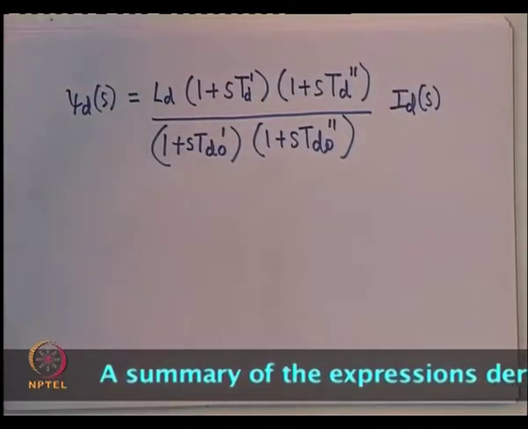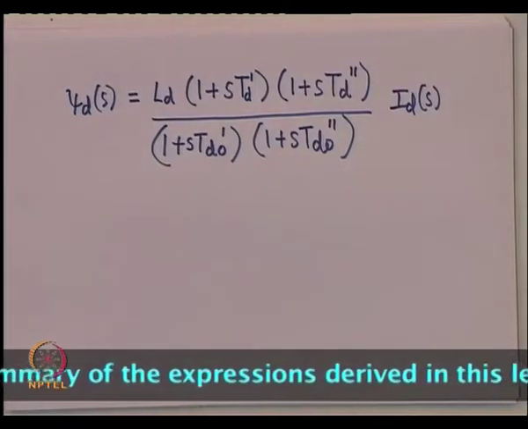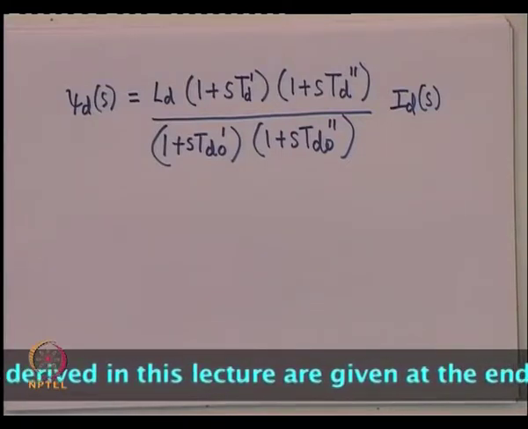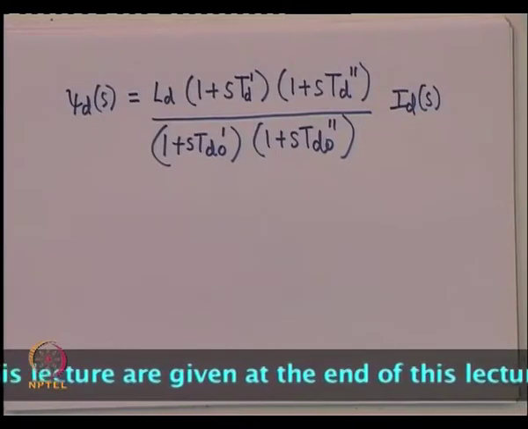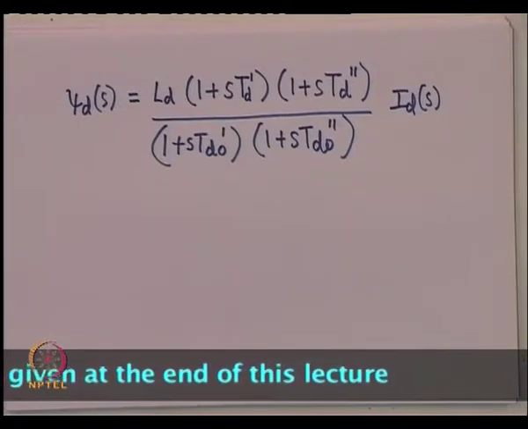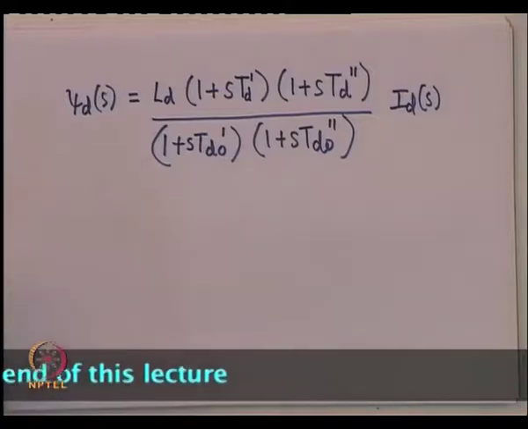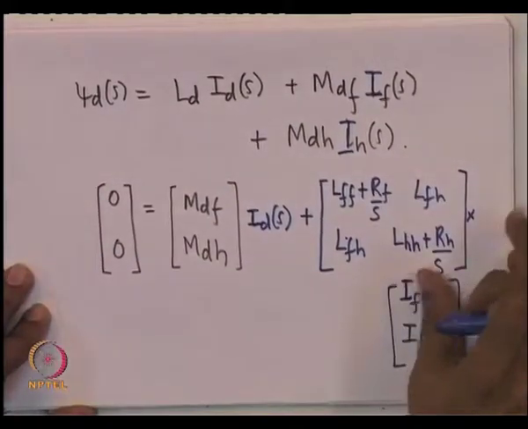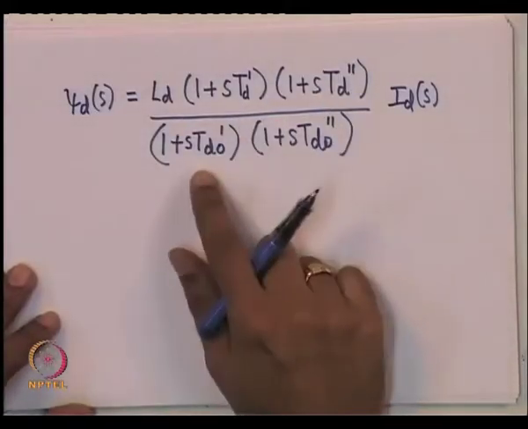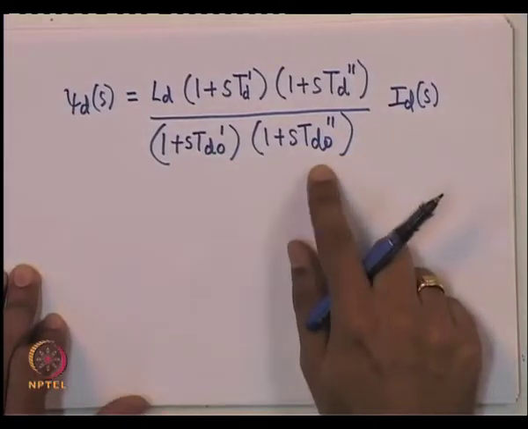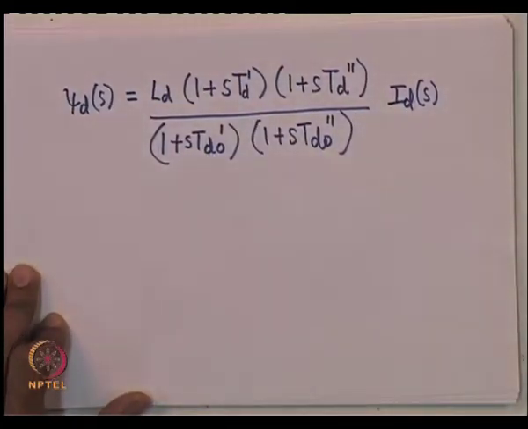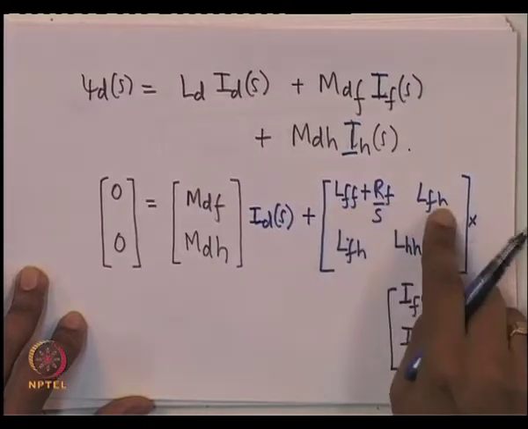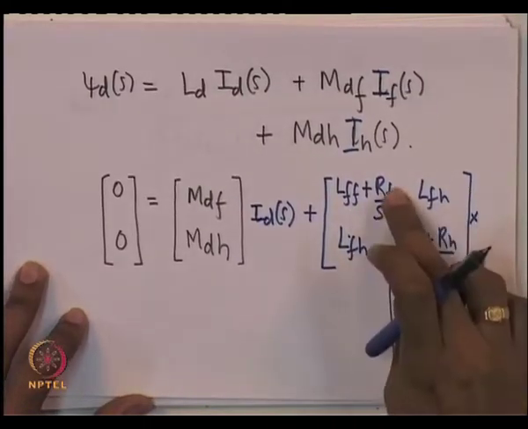if you actually evaluate this term which I have been mentioning some time back. If you actually evaluate this, you will get T d dash, T d double dash, T d 0 double dash and T d 0 dash in terms of the original variables, that is MDS, MDF, MDH, LD, LFF, LFH and LHH, and of course, RF and RH.